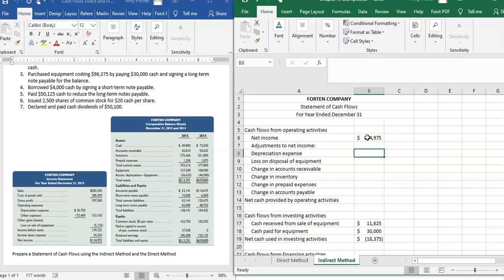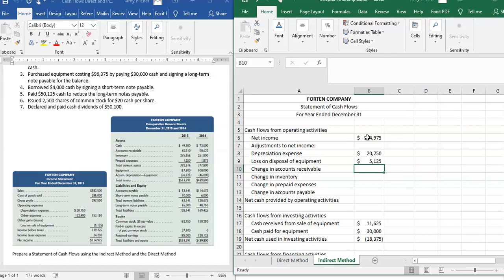And then we make adjustments to net income. So the first adjustment that we make is any non-cash expenses. So in this case, we have depreciation expense, $20,750 in depreciation expense. The other information that we have is that we have a loss on disposal of equipment on the income statement. So we're going to add back losses and subtract gains. So we're going to add the loss, $55,125.